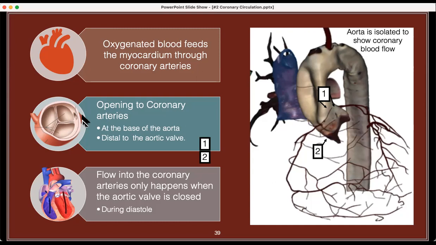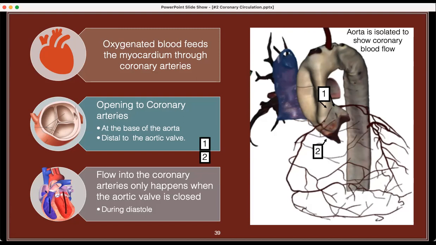And this opening, you can't see it on the other side, but when these cusps are closed, the backfill of blood allows oxygenated blood to fill those coronary arteries. So you have to have a nice, good seal of your valve. This is your aortic valve, but it's a 3-leaf valve, 3 leaflets.